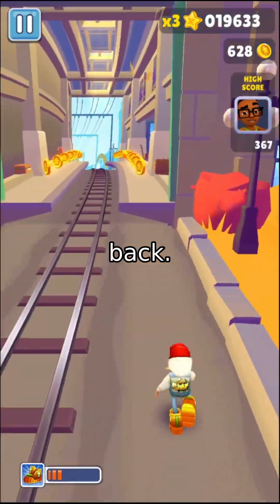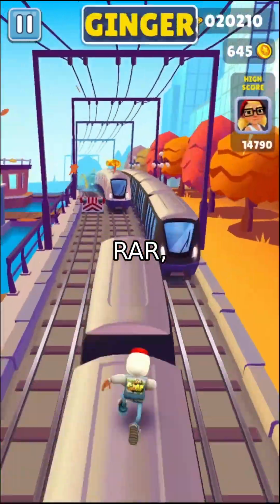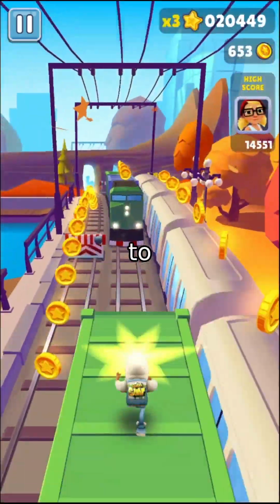Hey everyone, welcome back. Today, we're diving into a cutting-edge approach called ranking alignment recommendation, RAR, which is changing how we recommend learning materials to students.